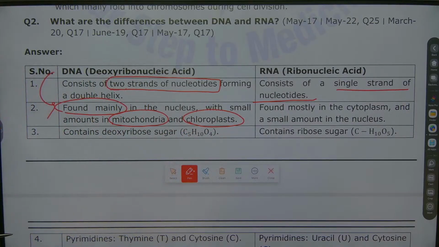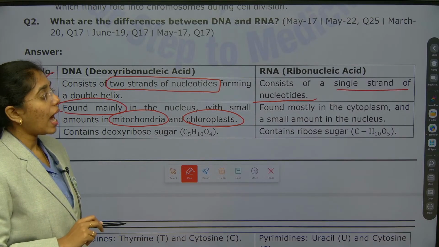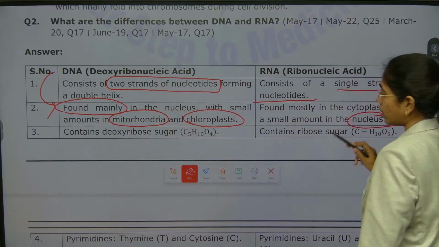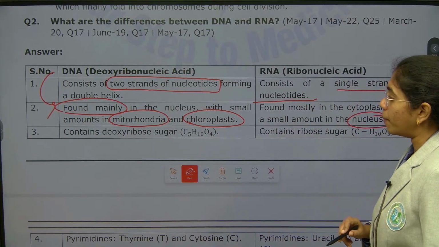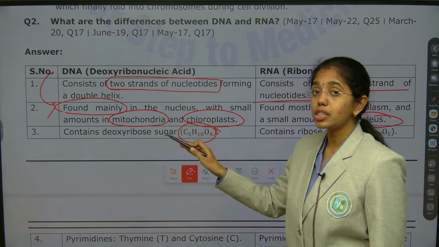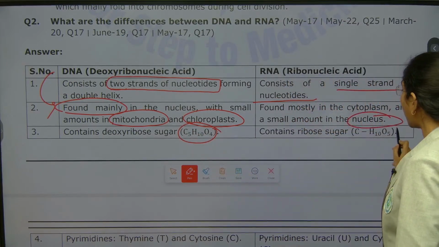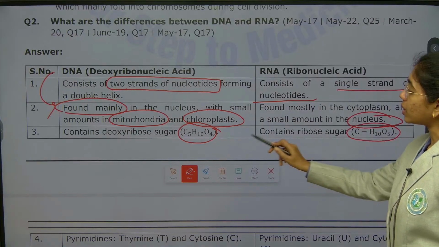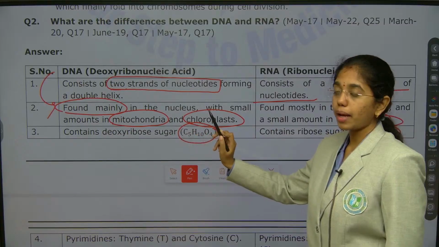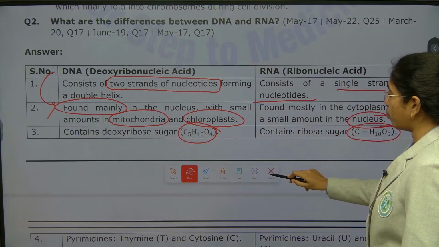DNA is present in chloroplast and mitochondria as well along with the nucleus. RNA is found in the cytoplasm and small amounts of it is found in the nucleus as well. DNA contains deoxyribonucleoside sugar or deoxyribose sugar, and RNA has ribose sugar. Both are pentose sugars only, but in DNA we have deoxyribose sugar, in RNA we have ribose sugar.